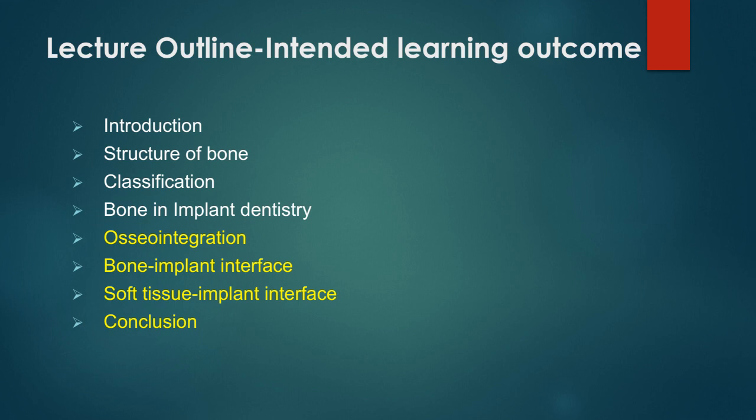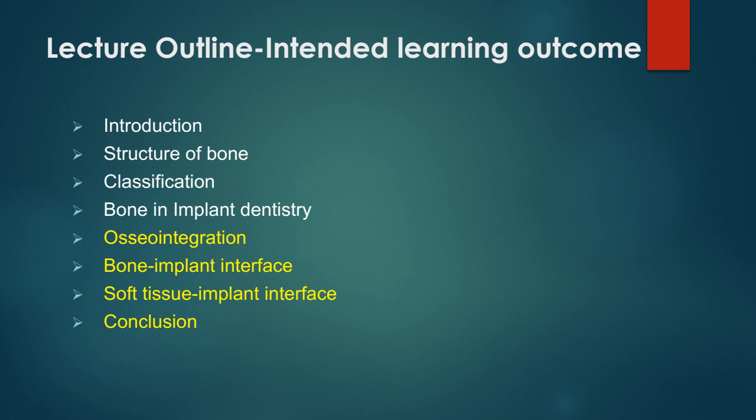Then we're going to discuss the structure of the bone, and then we're going to classify the different types of bone in implant dentistry. We'll also be discussing osseointegration, which is the connection between the implant and the bone surface. We're going to talk a little bit about the bone-implant interface, and last but not least, we're going to discuss how the soft tissue, the gingival sulcus, forms around the abutment of the implant itself.